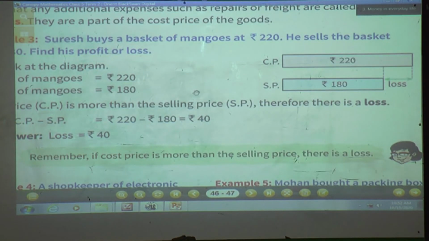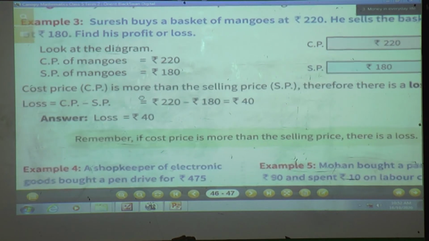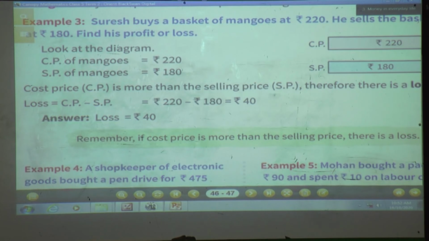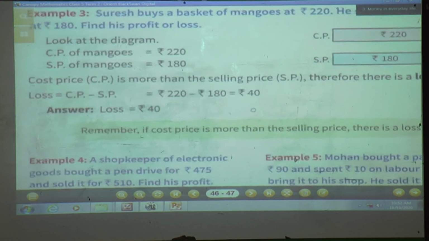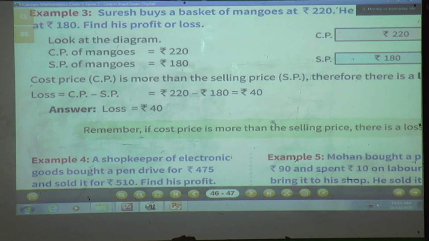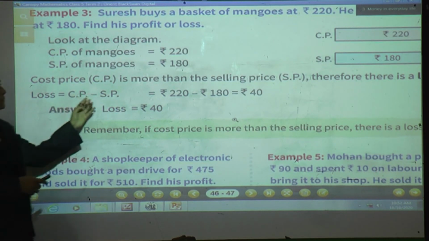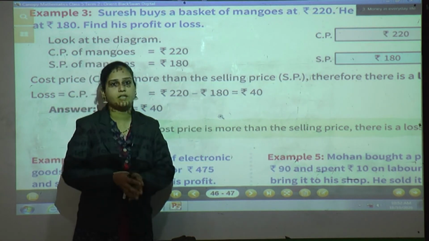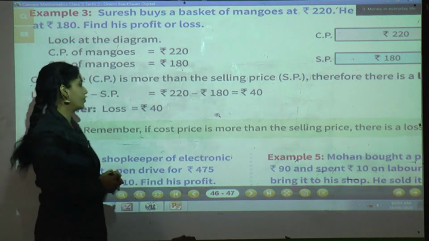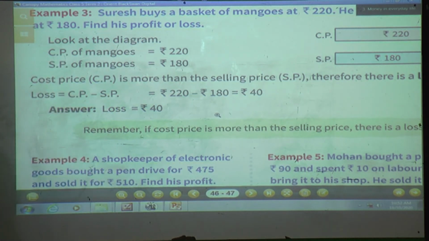So how to solve it, students? Here the cost price is more than the selling price, therefore there is a loss. Loss is equal to CP minus SP. So just subtract it. 220 minus 180 is equal to rupees 40. Very good. Now the loss is rupees 40.